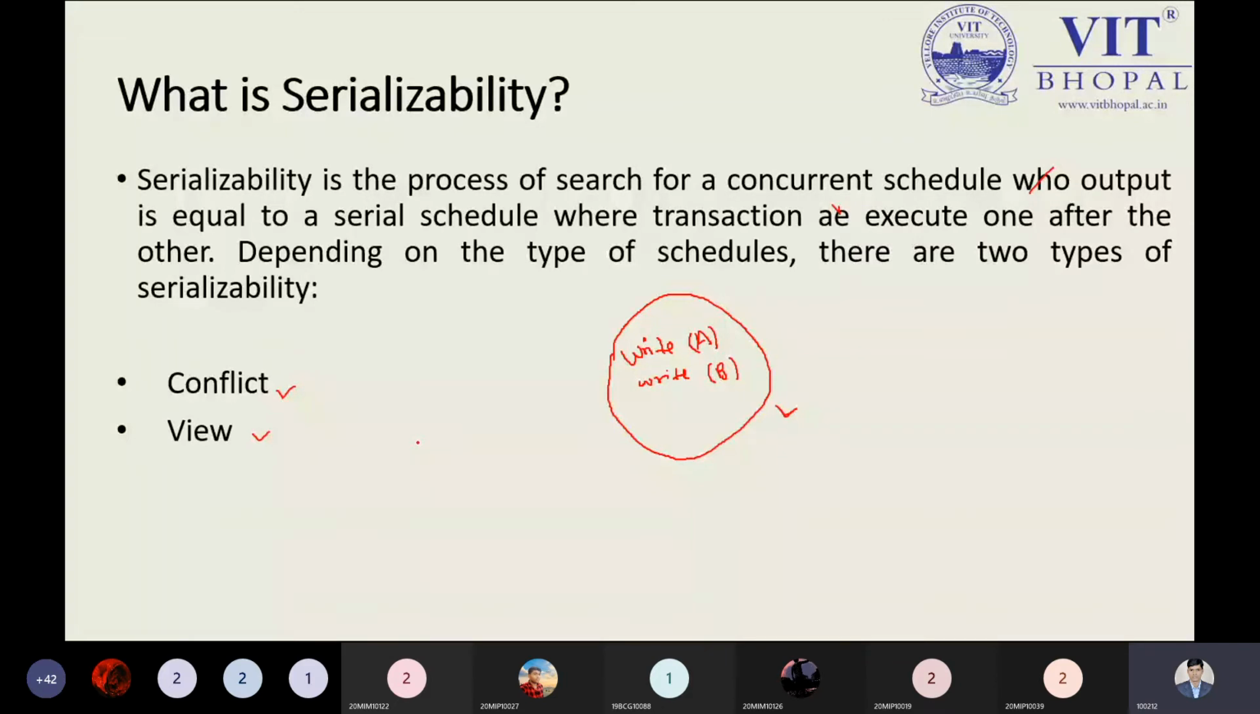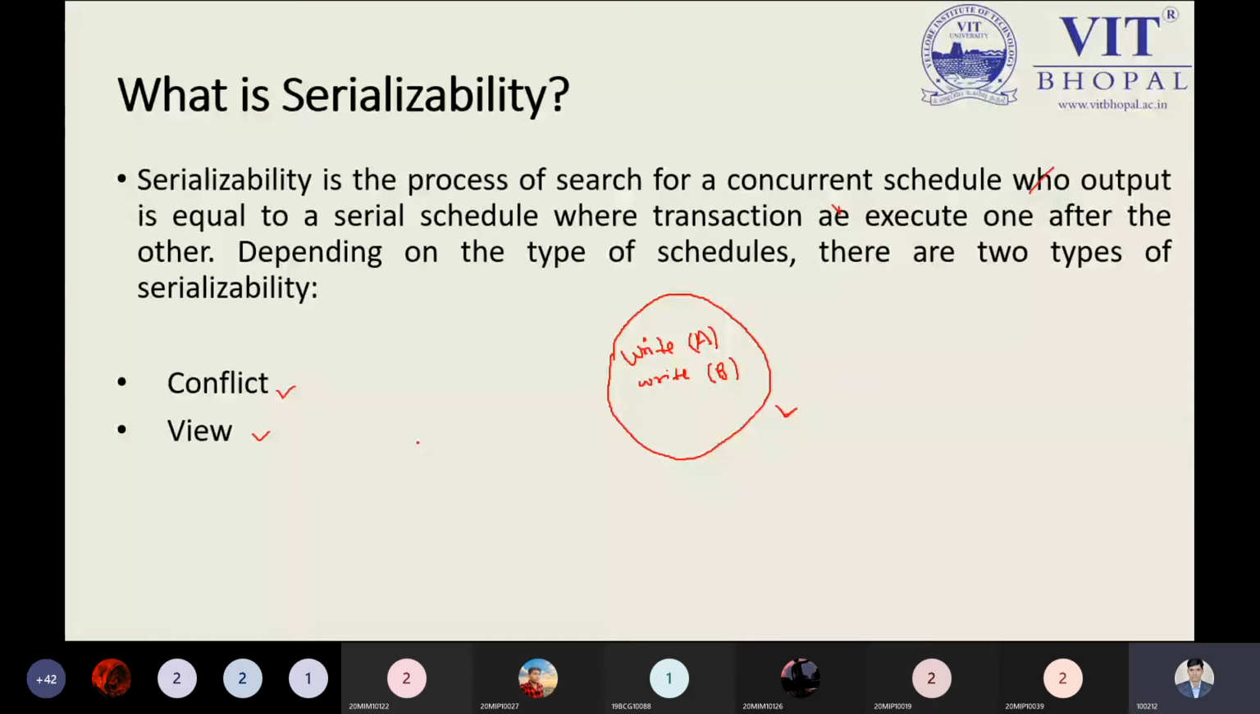Serializability is a process of search for the concurrent schedules whose output is equal to the serial schedule where transactions are executed one after another. That is the point you have to keep in mind. Depending on the type of the schedules, there are two types of serializability. One is conflict serializability, the other one is view serializability.